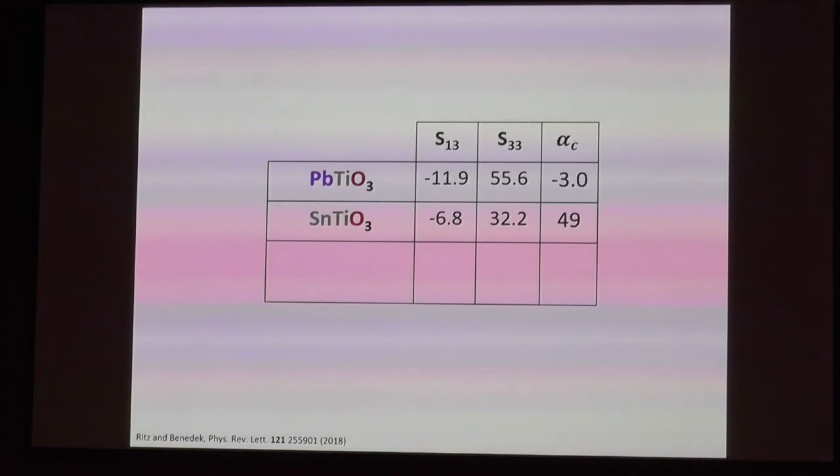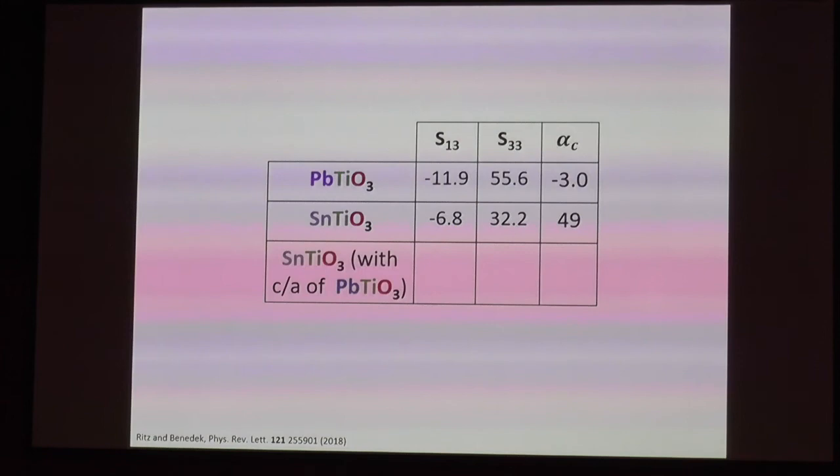And so this little table shows the relevant elastic constants and alpha C for both lead titanate and tin titanate. So for tin titanate, we see that S13 is less negative, so there's less elastic coupling between the A and C axes. S33 is less positive, has a smaller magnitude, so the C-axis is less compliant. And the net effect of these things is an alpha C that's positive and positive volumetric thermal expansion. These numbers are very different because the Grüneisen parameters of tin titanate, which also go into the expression for alpha C, are also different.